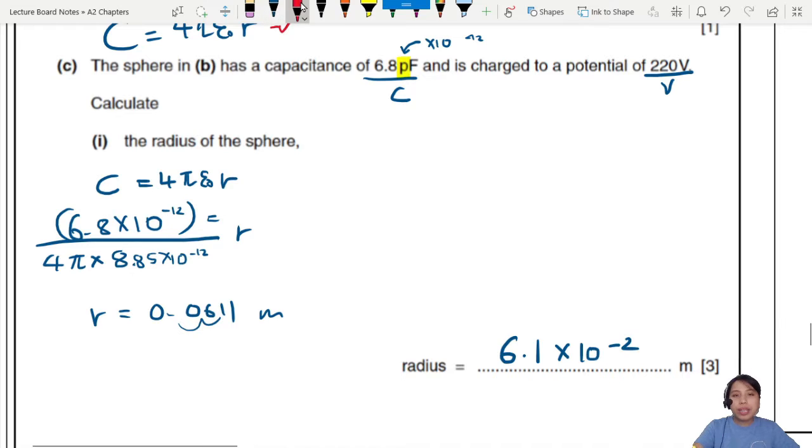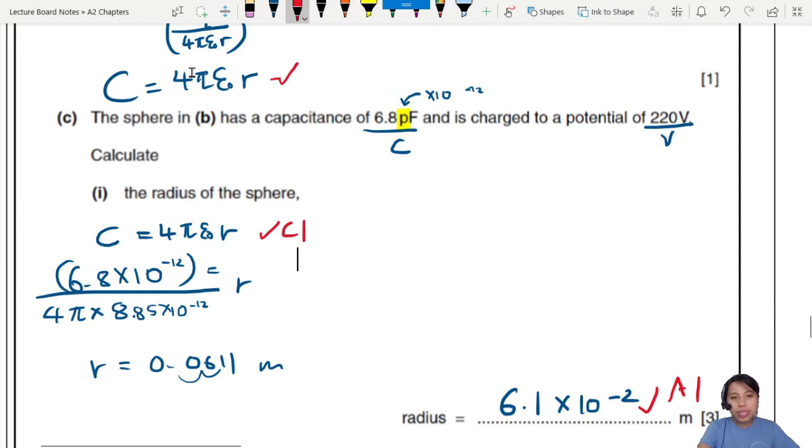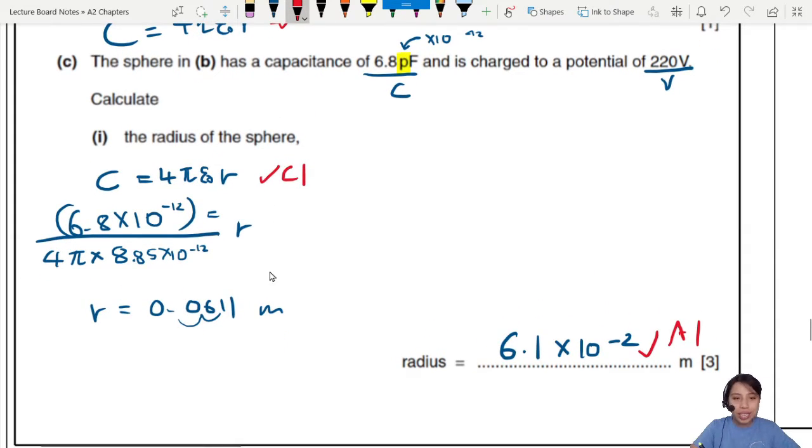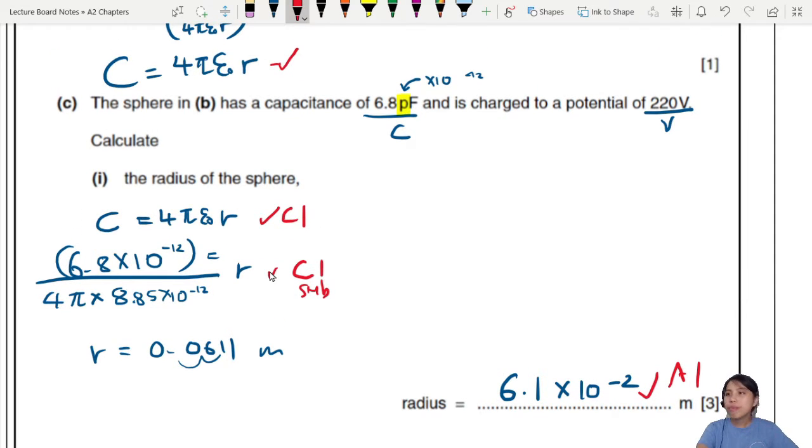So 3 marks all, you can guess. 1 is for the final answer. 1 is for the equation. Do you know which one to use? You proved it here just now. This one. Then you just use it here. Then your substitution. Did you sub in correctly all the values? Then you get that one. Okay, 3 marks for this.